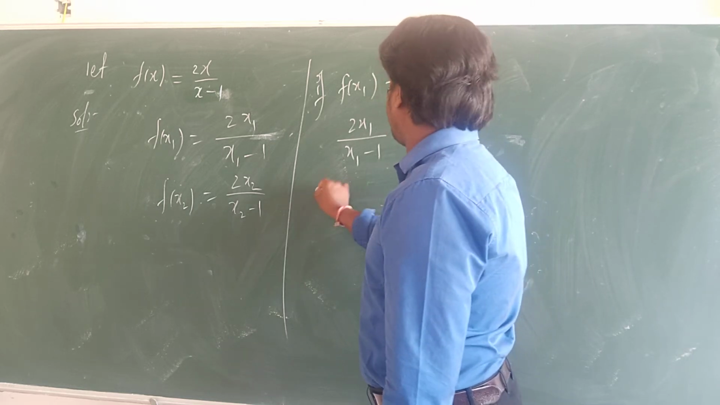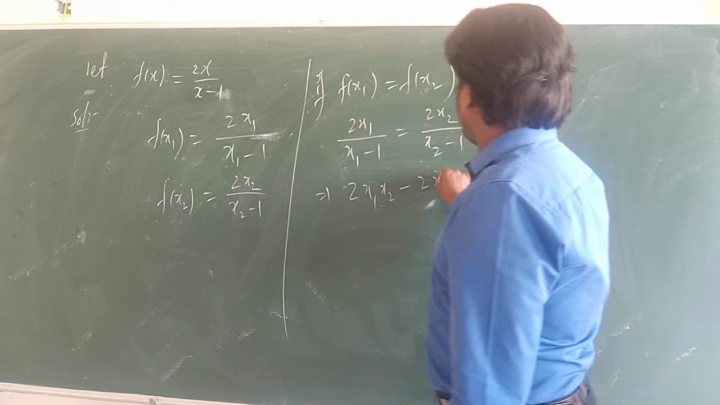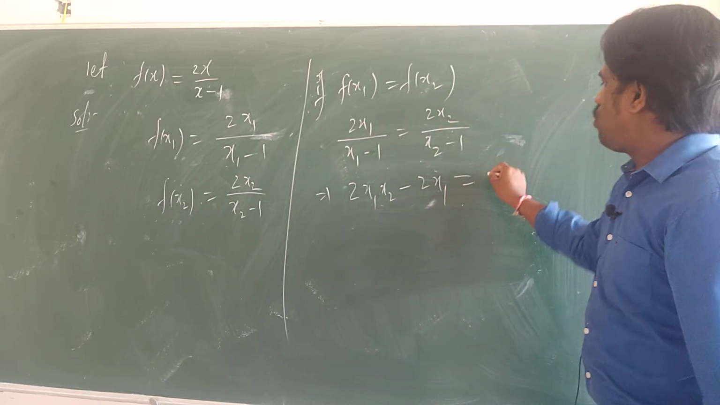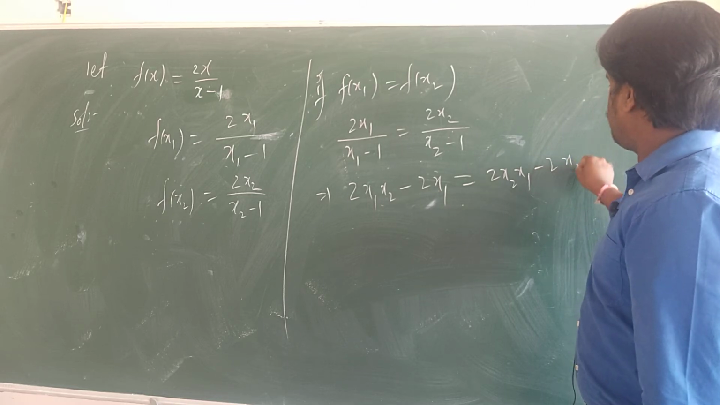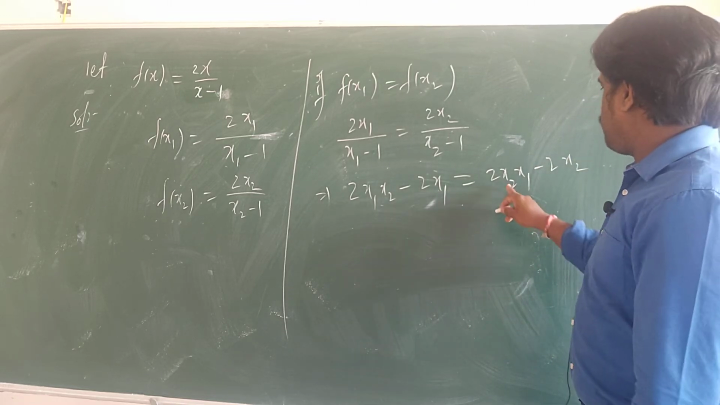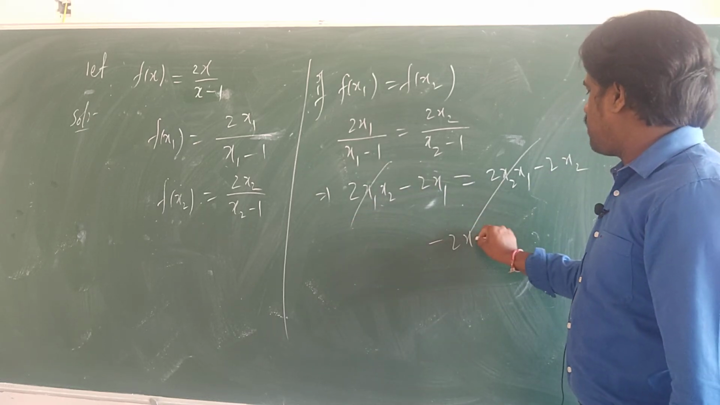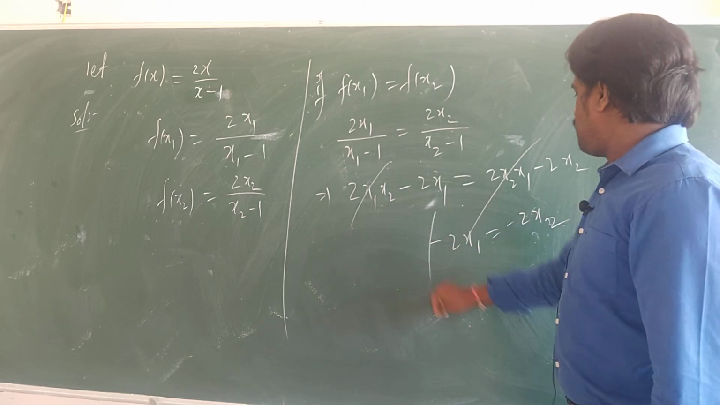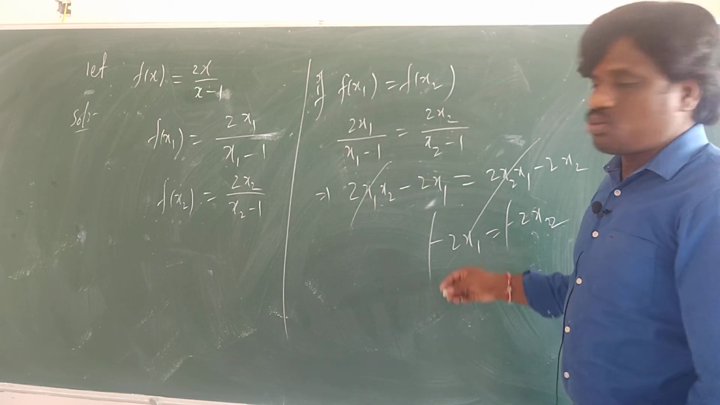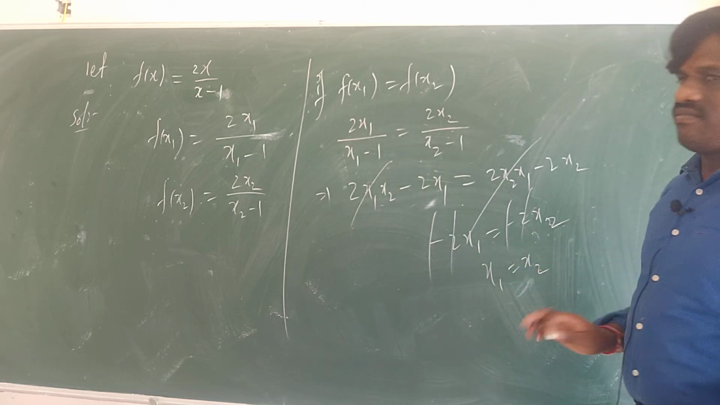Doing cross multiplication, what do I get here? 2x1 x2 minus 2x1 is equal to 2x2 x1 minus 2x2. Correct? So the plus terms cancel out. So minus 2x1 is equal to minus 2x2. The minus signs cancel out, and the 2 cancels out. x1 is equal to x2. It is a one-one function.